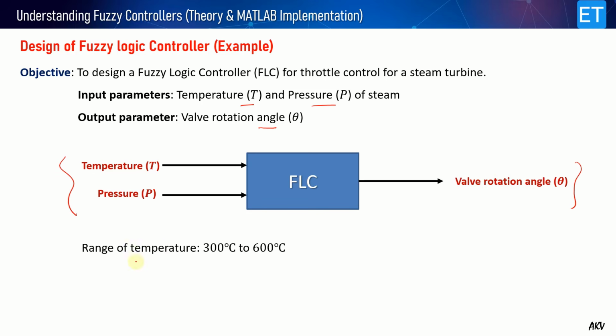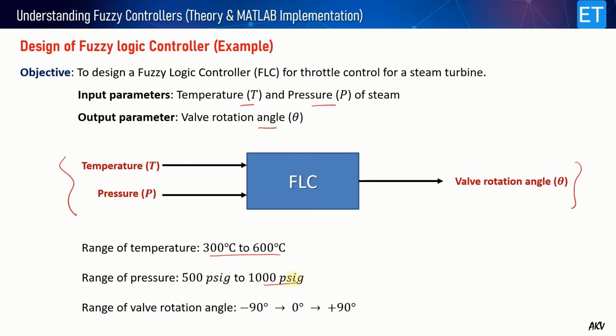Here we are taking the range of the temperature from 300 degrees Celsius to 600 degrees Celsius, the range of pressure of steam from 500 to 1000 psig, and the range of the valve rotation angle from -90 to +90. We are assuming that the valve at 0 degrees is at the normal position, so you can rotate it to the left side up to 90 degrees, and to the right side up to 90 degrees. So total rotation is from -90 to +90 depending on the control action.